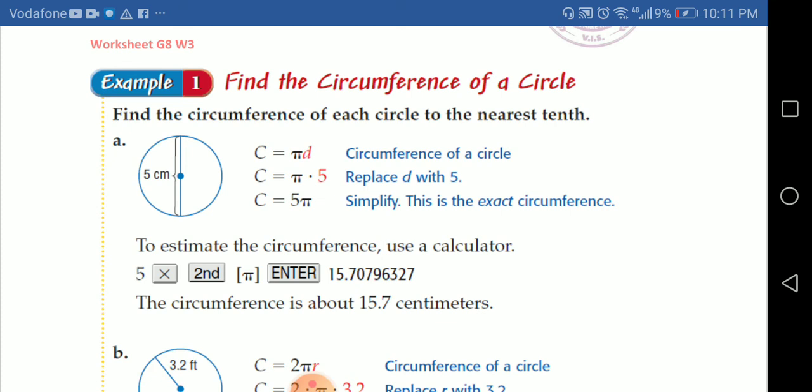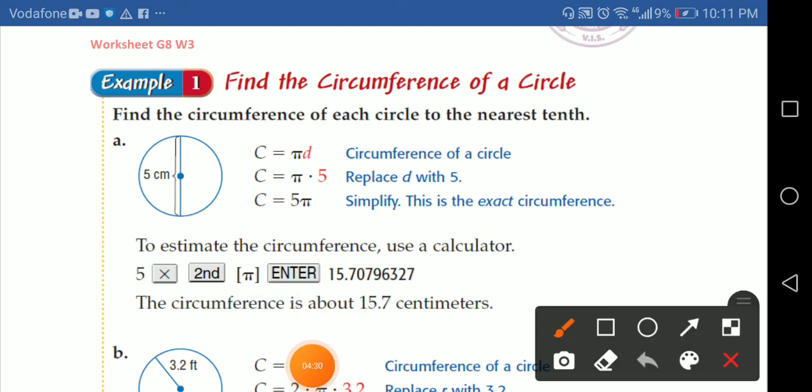Find the circumference of the circle. Here it gives you what? The diameter here is 5, and asks for the circumference, pi times what? Times 5. So we can use 5 pi, or we can say, you are not going to use the calculator, but if you use the calculator, we can use it here.